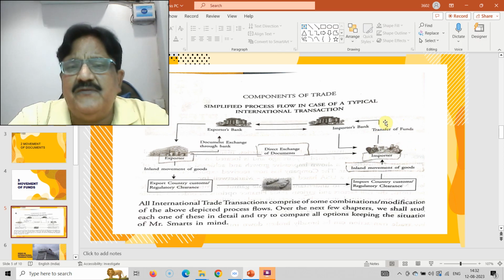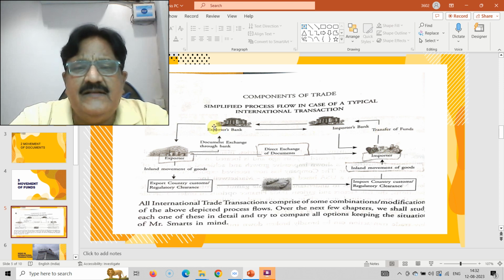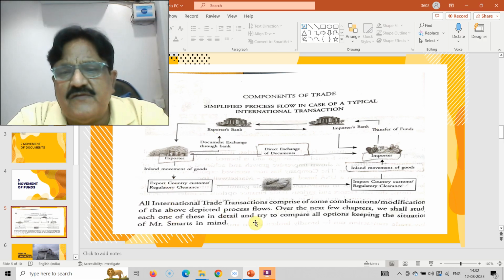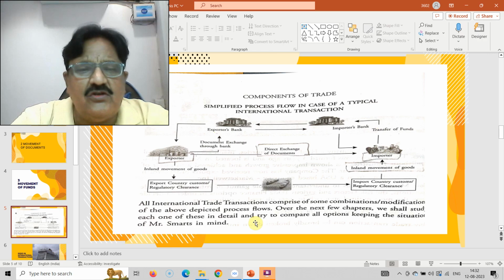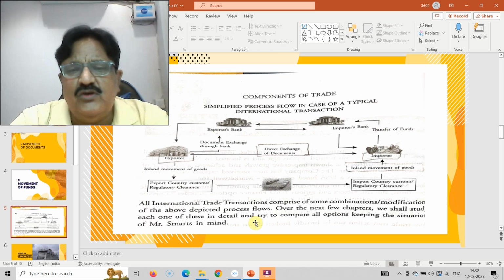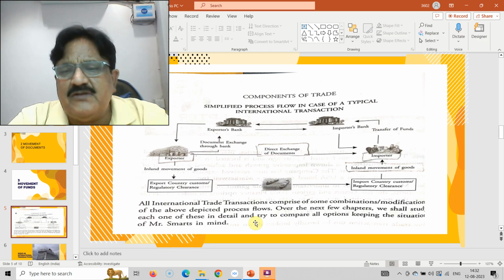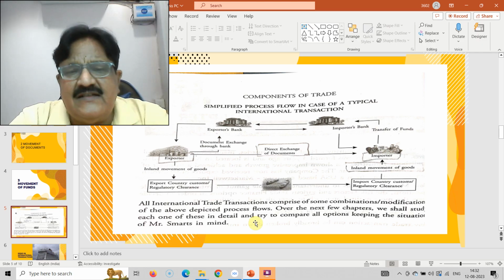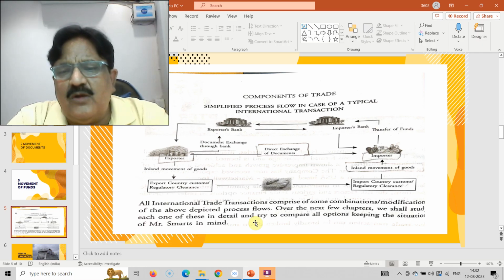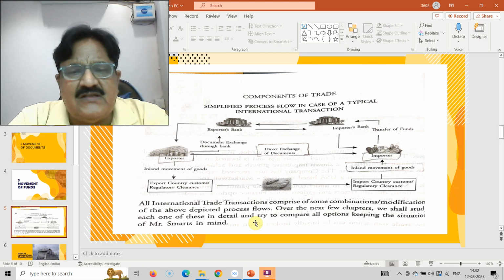Then he'll transfer the funds, right? So the importer's bank moves funds to the exporter's bank, right? So this is how the whole process takes place. All international trade transactions comprise some combination or modification of the process flows depicted above. Over the next few chapters we shall discuss each one of these in detail and try to compare all options, keeping the situation of Mr. Smart in mind.